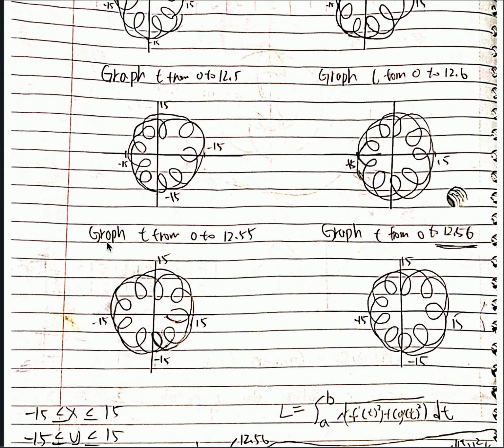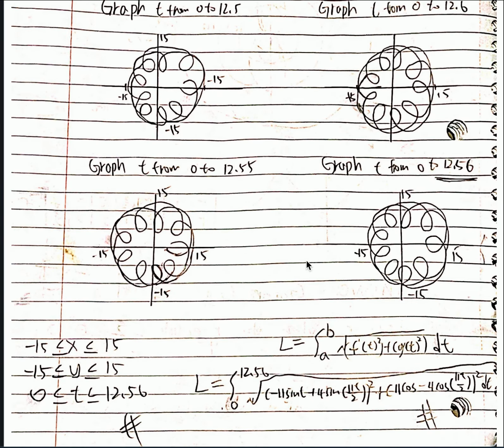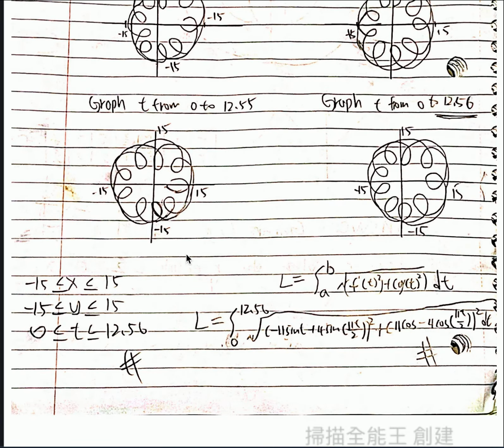And for t from 0 to 12.55, is it complete? No, it's not complete. And for t from 0 to 12.56, it is complete. From this graph, we can see the lowest upper limit for t is 12.56.